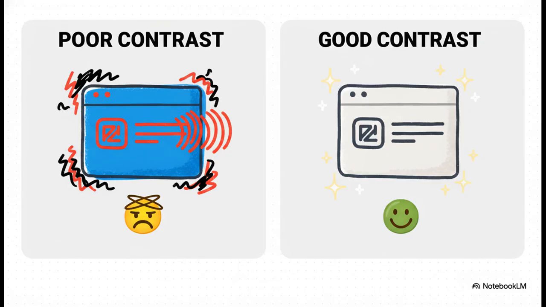On the left, you've got red text on a blue background. Yikes, right? It actually kind of hurts to look at. But the version on the right, super clear, easy to read. That right there is the problem of bad color contrast in a nutshell. It's the difference between a user staying on your site or just giving up and leaving.